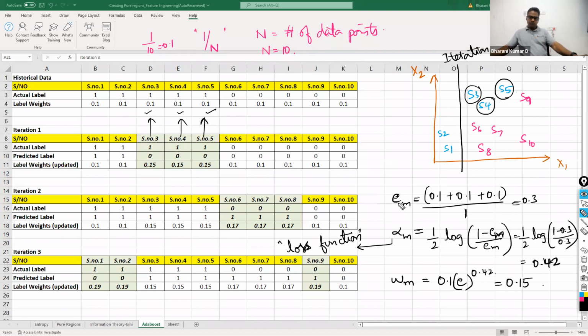Okay, this error is summation of weights of all the misclassified entries divided by summation of weights of all the entries. Summation of all the misclassified entries divided by summation of all the weights. That is this e raised to the power m. That is called as term rate. This is called as term rate. And the weightage is nothing but old weight into exponential of this term rate.